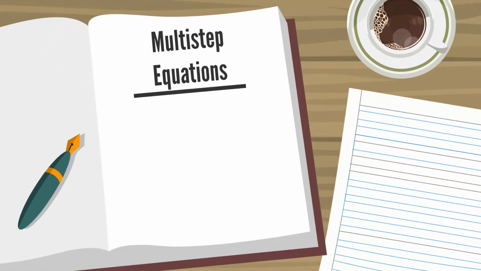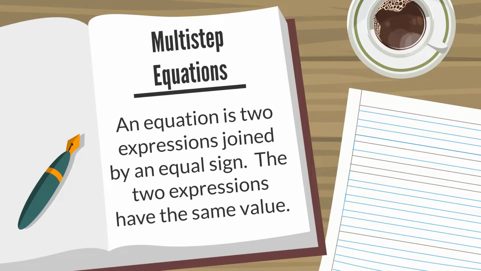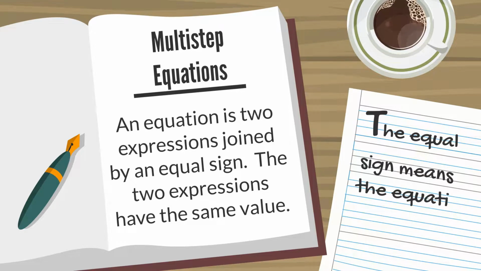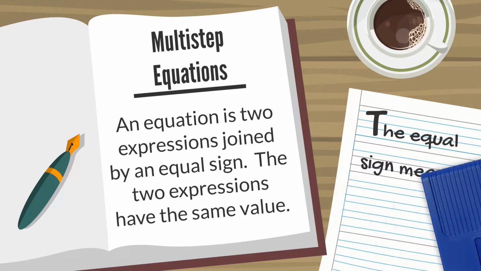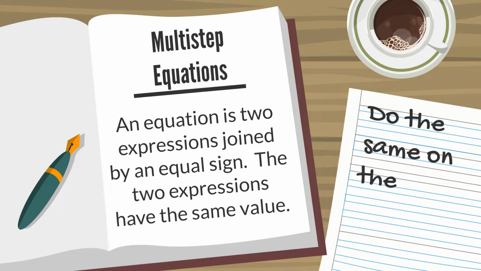Today, let's examine multistep equations. Equations are two expressions joined by an equal sign. Remember, in algebra, the equal sign means that the equation is balanced. The expressions on each side of the equal sign have the exact same value. This also means when we manipulate an equation, the same thing must be done to both expressions to maintain balance.